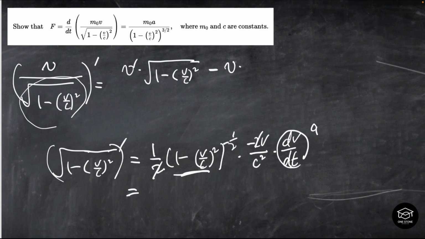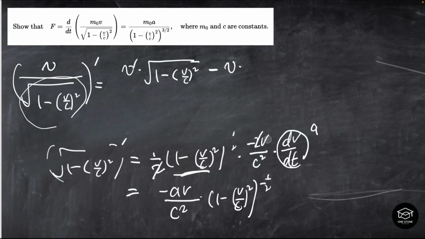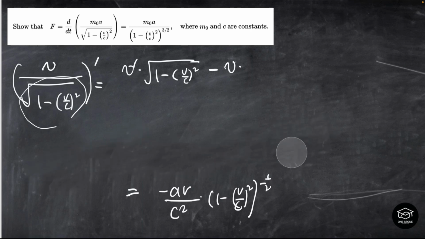Since we're subtracting v times this result, we now have negative v times a over c squared divided by the square root of 1 minus v squared over c squared. Putting it all together, the numerator becomes a times the square root of 1 minus v squared over c squared plus v squared a over c squared, and everything is over the same square root.